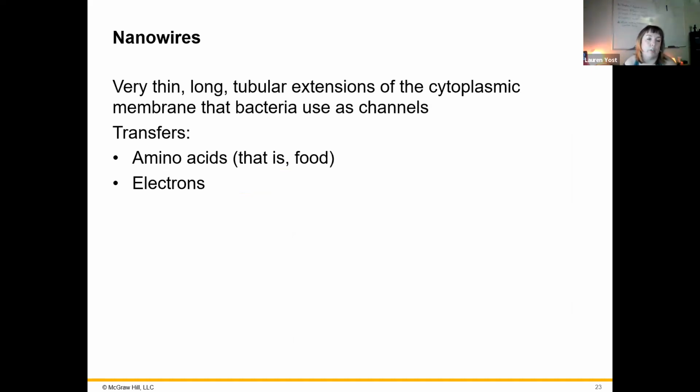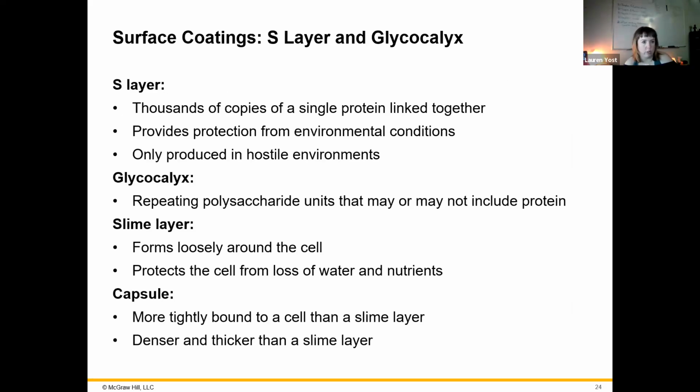So nanowires are thin, long tubes where we can transfer amino acids or electrons or small things like that. So nutrients, that sort of thing. So those are nanotubes, nanowires.